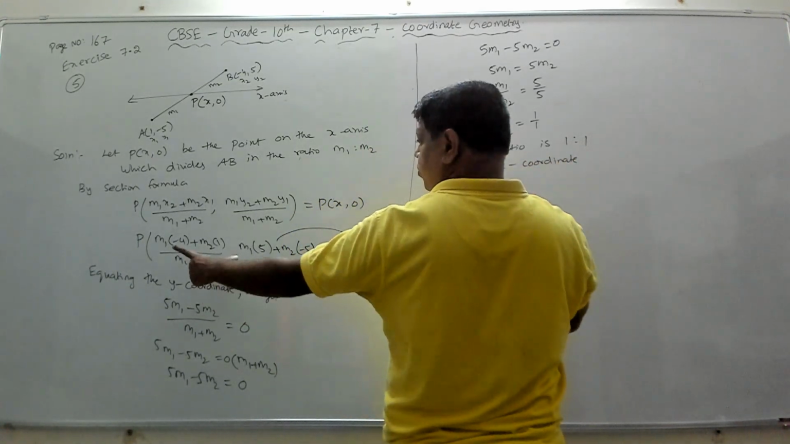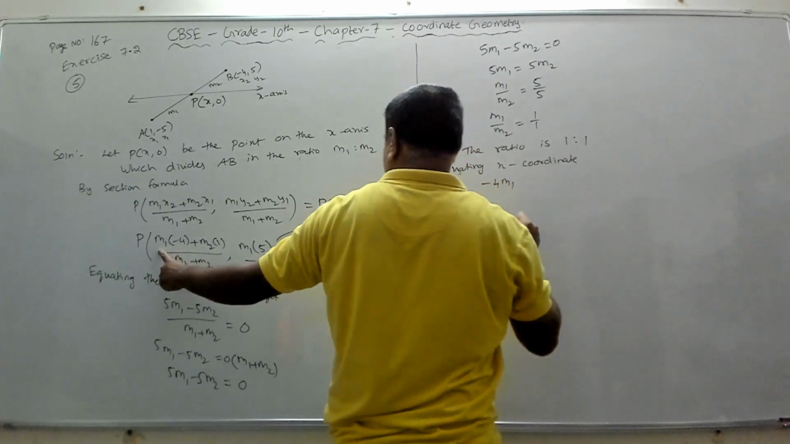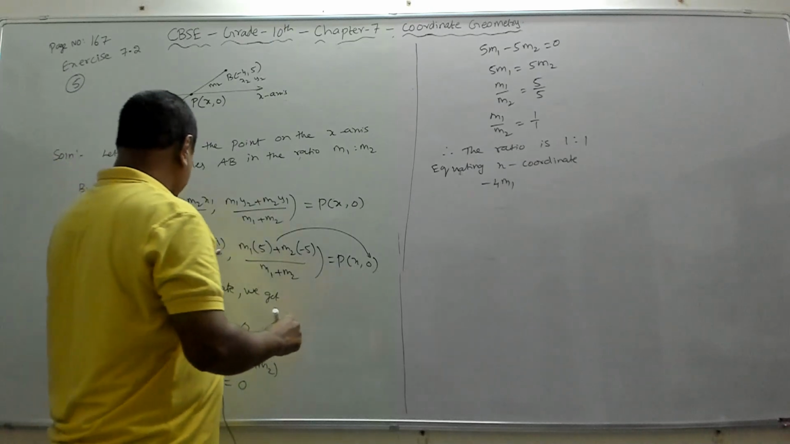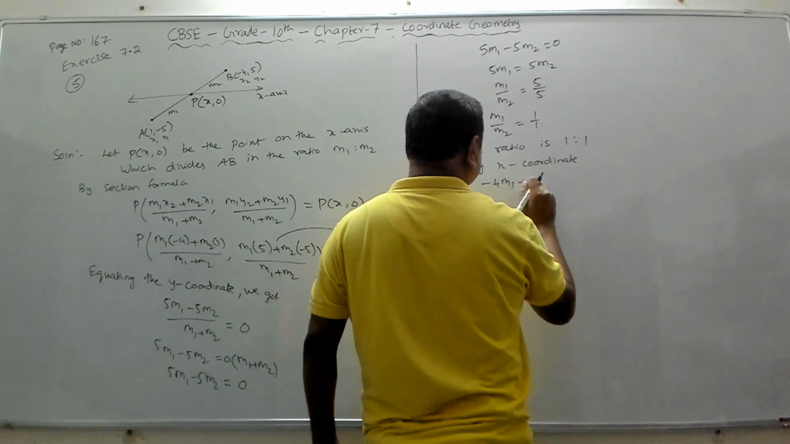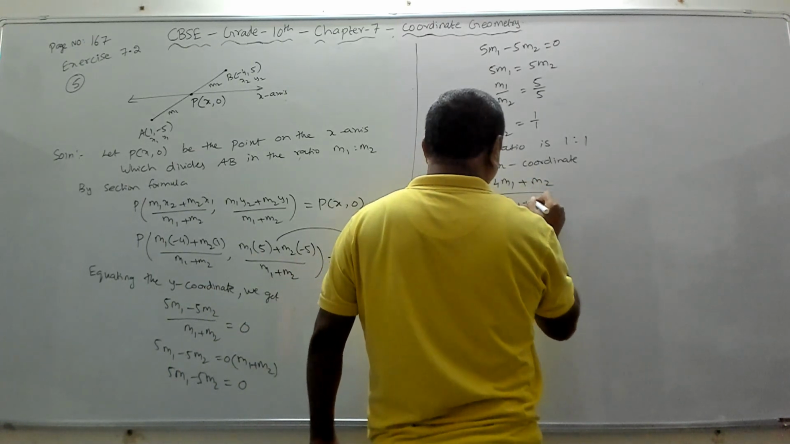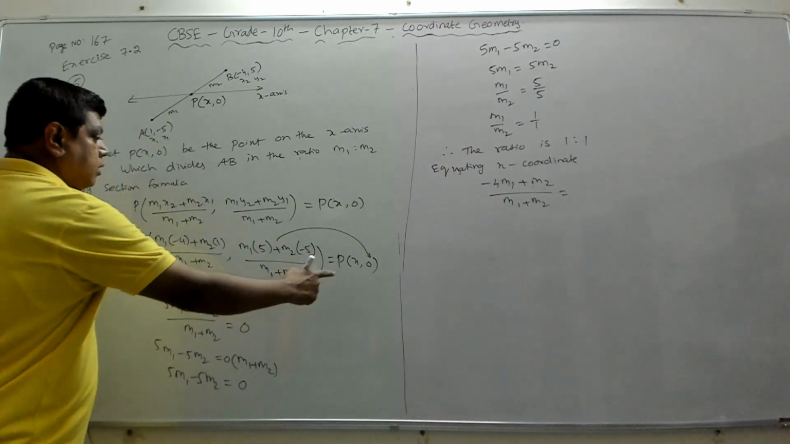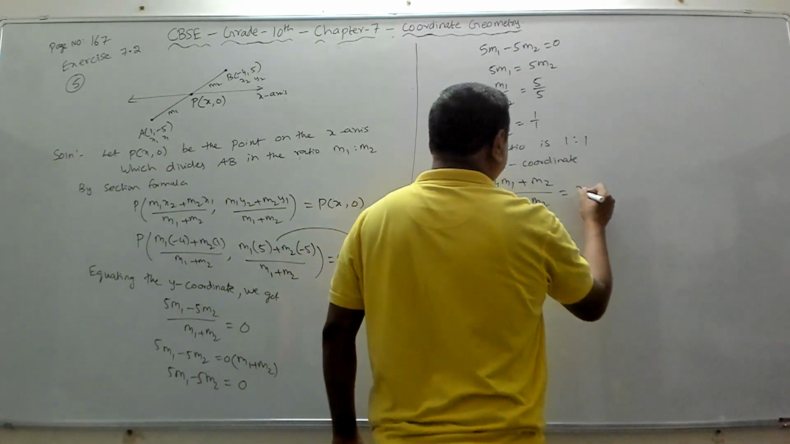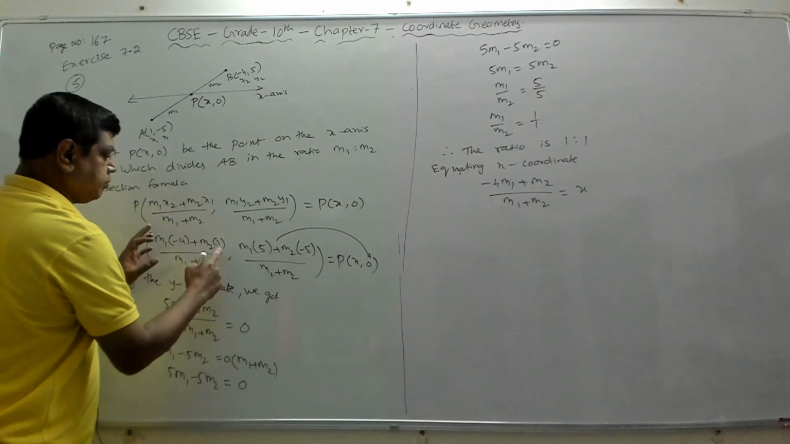What we get, this whole value: minus 4 into m1 is minus 4m1, plus 1 into m2 is 1m2, by m1 plus m2, equal to x. So this whole value is equal to this x.